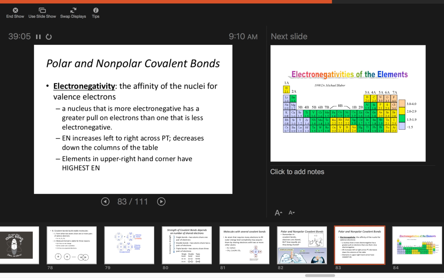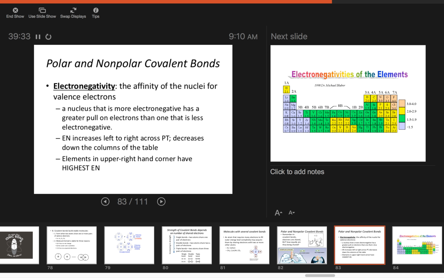So how can you determine whether or not the bond formed will be polar or nonpolar? You have to look at something called the electronegativity, which means the affinity of the nuclei for valence electrons, this pull or attractiveness to valence electrons. So a nucleus that is more electronegative or has a higher electronegativity value has a greater pull on those electrons, and you can kind of look at the values and figure out if it would be nonpolar or polar.